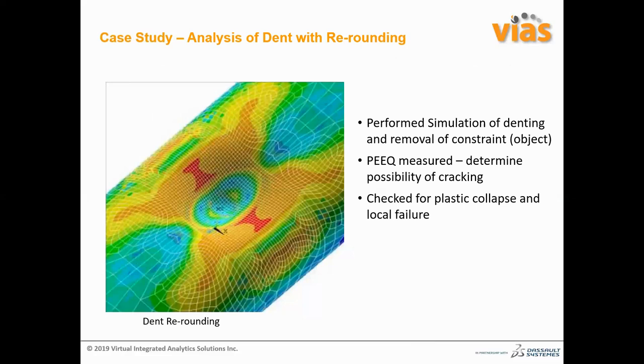So this is analysis of a dent with rerounding. These are example problems that we have made. The ideas are from what we have worked on, but the information we have created on our own. So we perform simulation. So this is a dent. You want to look at the plastic strain, and then based on that.